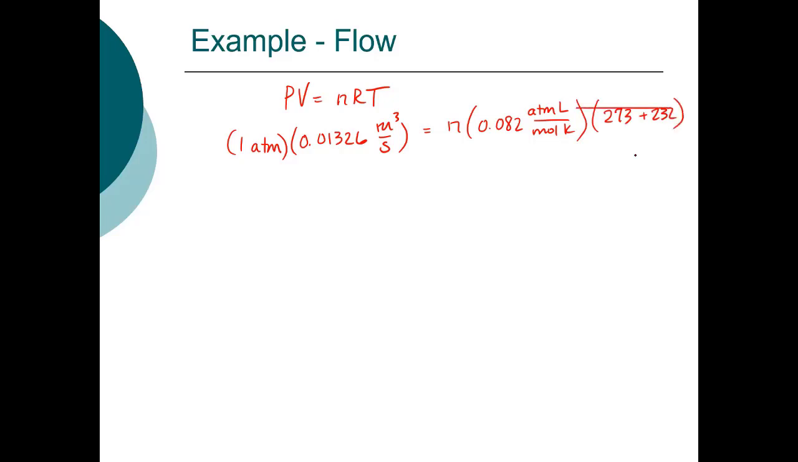The only thing I have is meters cubed on the left-hand side of the equation and liters on the right-hand side. So I'm going to multiply this by 1,000 liters per meter cubed. So meters cubed cancel, and I have liters on both sides. And then solve for N, and this is 0.320 moles.